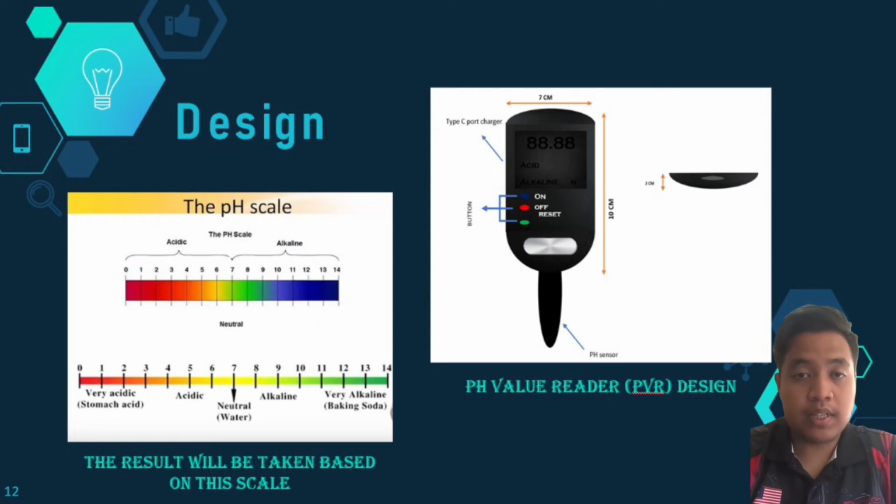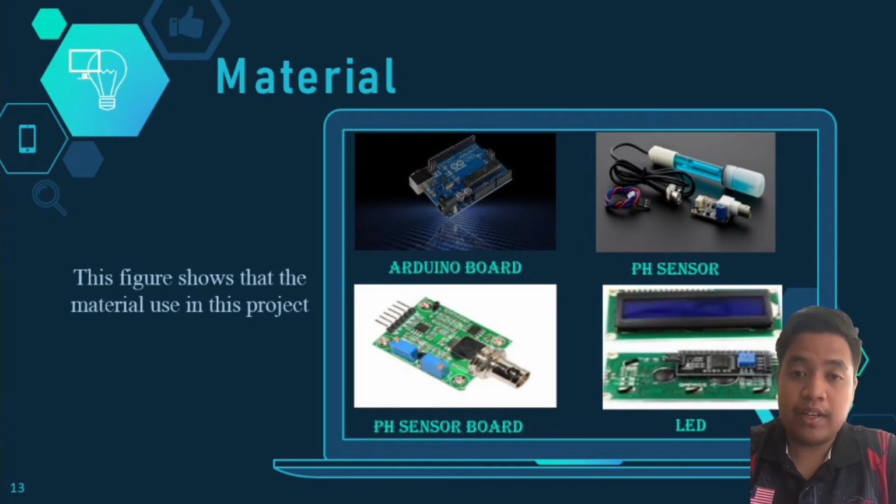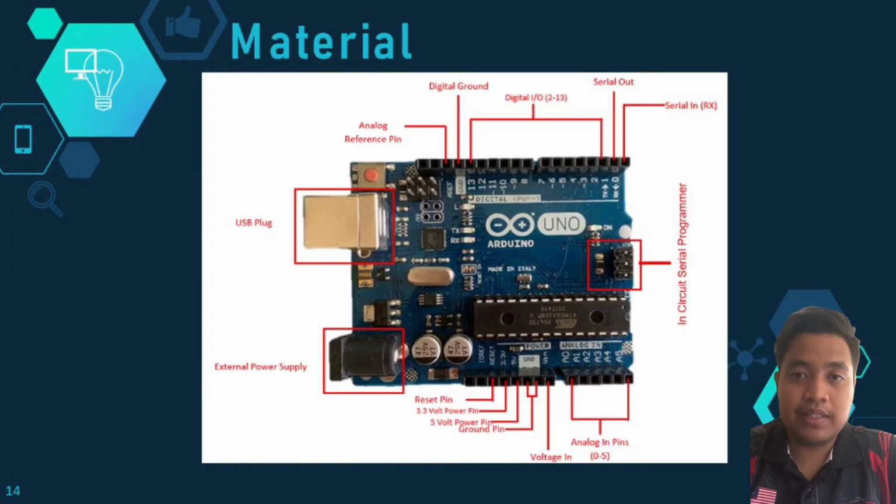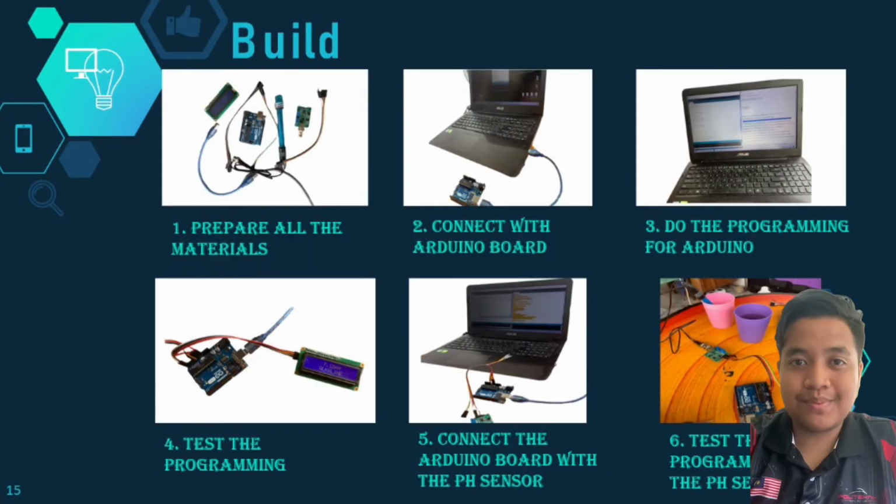I will proceed with my own section of the slides, which is design, until the conclusion. So this is our project's design. As you can see, we will make this prototype portable so that it may be carried everywhere. The materials come next. For the time being, this is our material. We have an Arduino board, a pH sensor board, and an LED board. As you can see here, this is an Arduino board with all the necessary components.